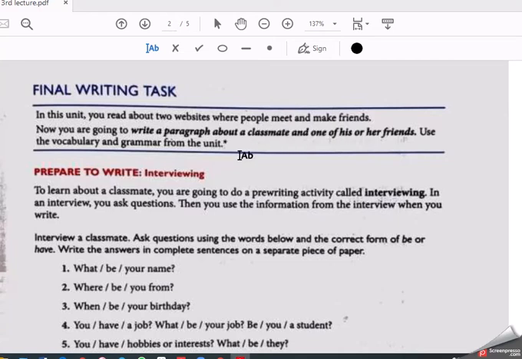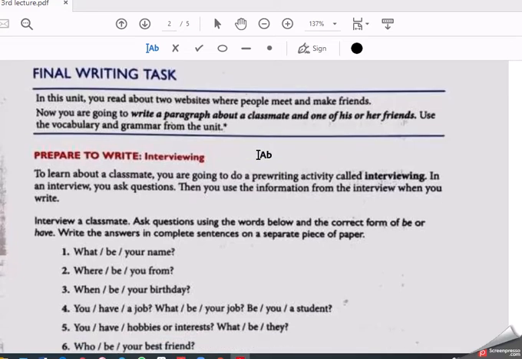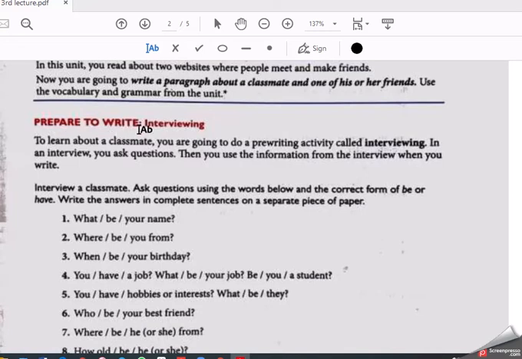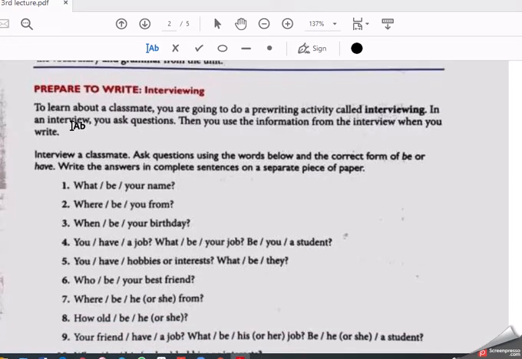So we choose one. Before we start writing about your friend, you have to know some information about your friend first. So prepare to write: interviewing. First, to learn about classmates, you are going to do a pre-writing activity which is called interviewing, اللي هي المقابلة. قبل لا تبدي تكون تسوي له مقابلة. In an interview, بالمقابلة, you ask questions. You will ask some questions. Then you use information from the interview when you write.